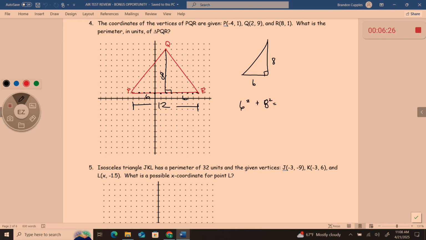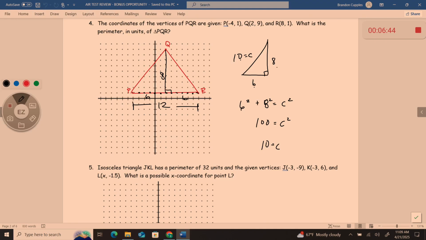I'll make this C to solve for that length. 36 plus 64 makes 100. What is the square root of 100? It's just 10. Okay. But you could also do this. This is a 3, 4, 5 factor of 2. We're multiplying both sides by 2. 3, 4, 5 right triangle.